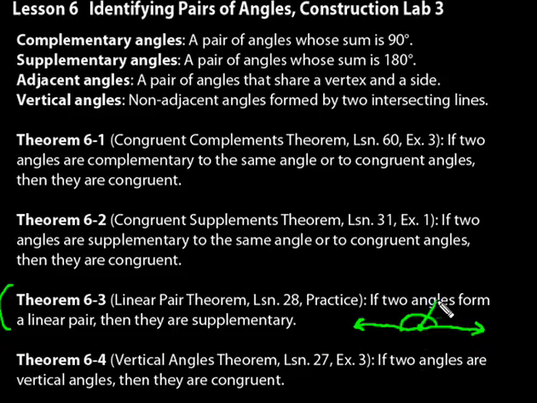Now if we add another ray in there, and let's call this A, this one B, this one C, and then this vertex here D, angle ADB and angle BDC form a linear pair, so they are also supplementary. And then the last theorem, 6-4, vertical angles. Those are congruent. So if two angles are vertical angles, and normally we see that when we have intersecting lines, like this one and this one, those would be congruent. They are opposite or vertical angles.